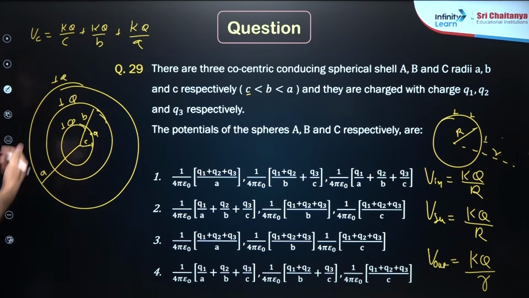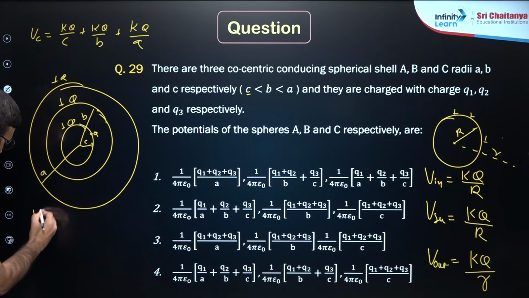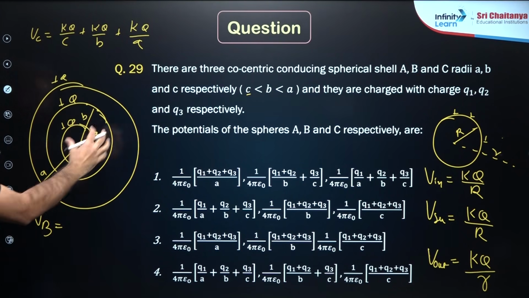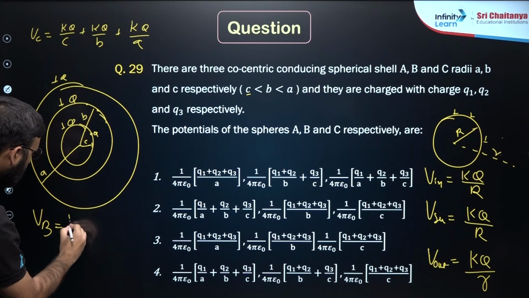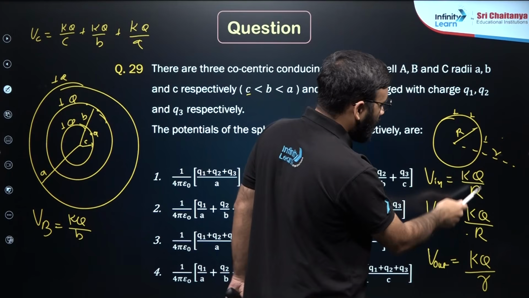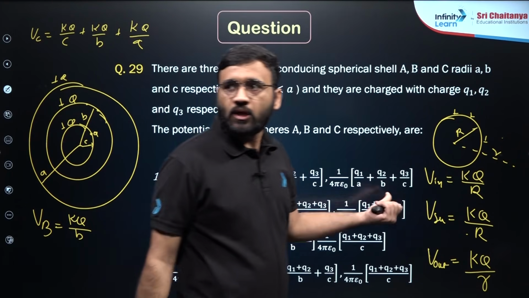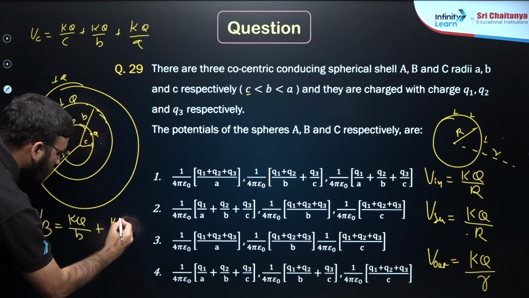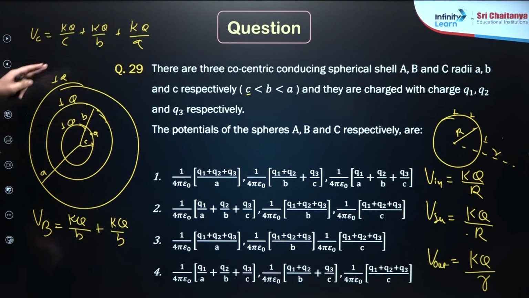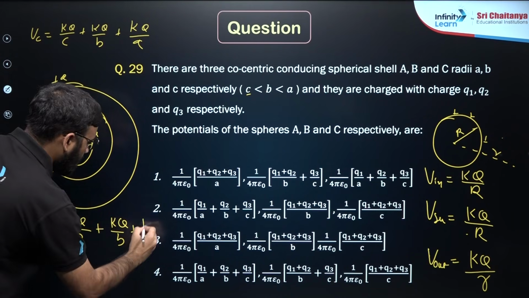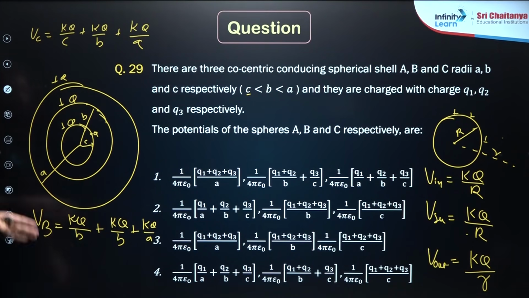Then we can move to the second shell B. Due to the first shell, this charge is inside this shell, so the potential is KQ upon the outer radius, B, because at the surface and inside KQ upon R are both equal. If the charge is on shell B, the potential is KQ upon B. And the third charge is outside the shell, at radius A, so KQ upon A. Similarly you can find for the third charge.